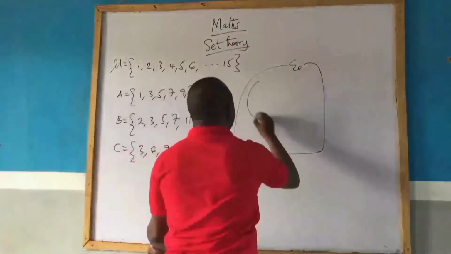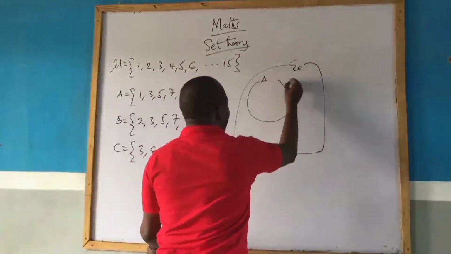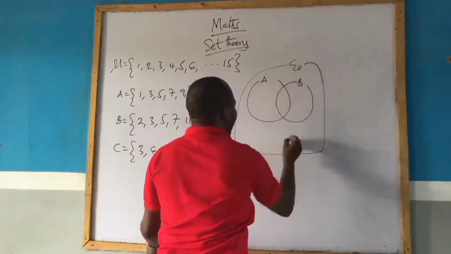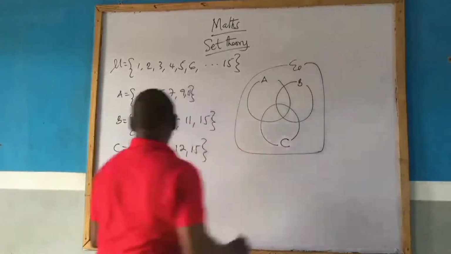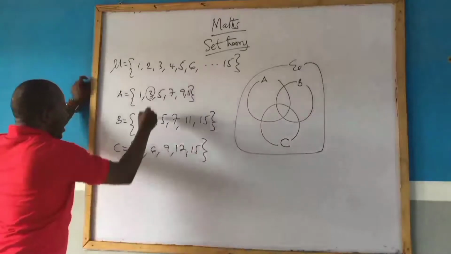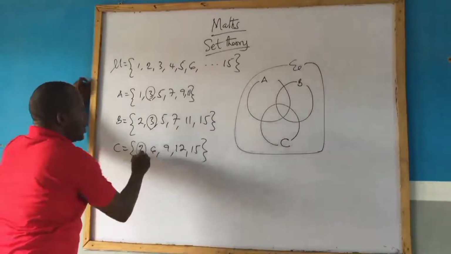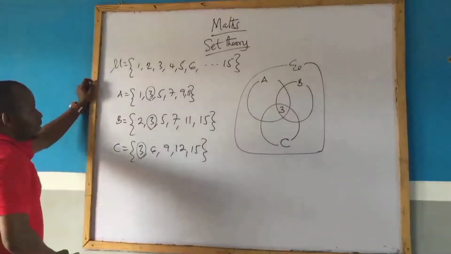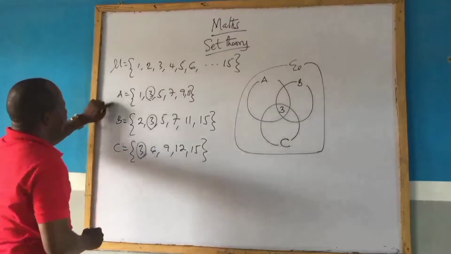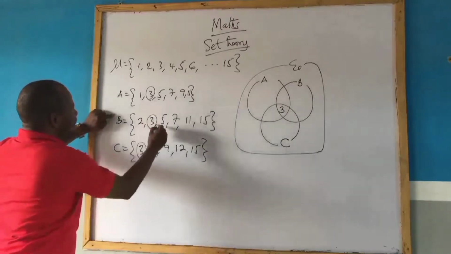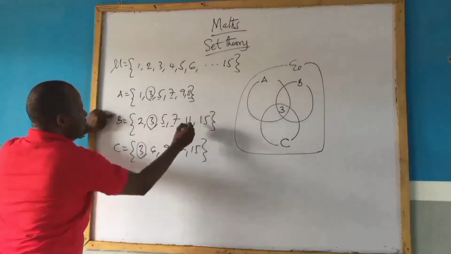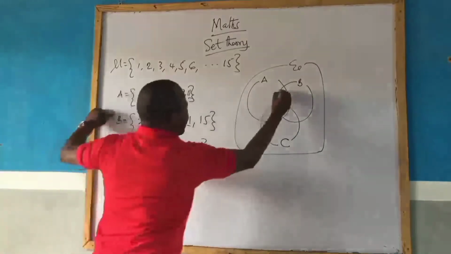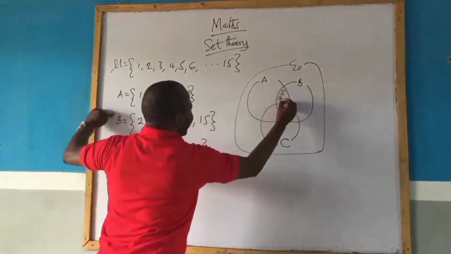So you have A, you have B, and then you have C. Look at this. 3 is here, 3 is here, 3 is here. So you put it here. 3 is common to the three subsets. Then, if you look at A and B, there is 5, 5, 7, 7, 11, 11. So A and B, 5, 7, 11.